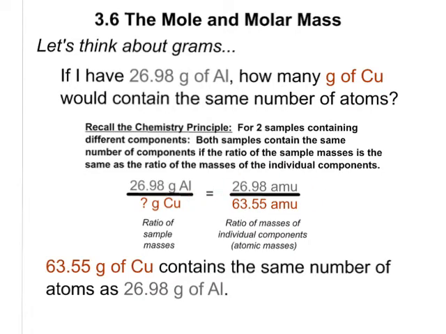And then the ratio of the masses of the individual components would be the atomic masses, 26.98 atomic mass units to copper's 63.55 atomic mass units. You can find these on the periodic table. When we cross multiply, we find that the grams of copper would be 63.55. Obviously, you don't even have to cross multiply for this. You can see clearly that this will need to be 63.55 grams. That would give us the same number of atoms as the sample of aluminum.